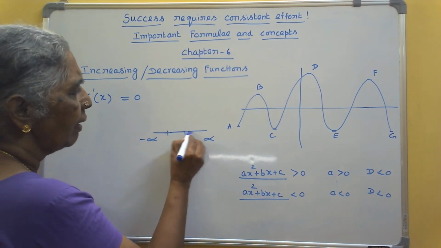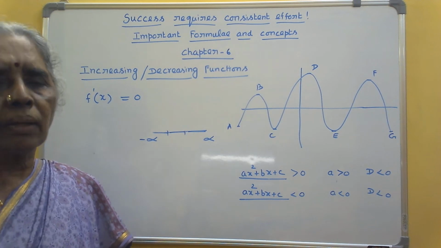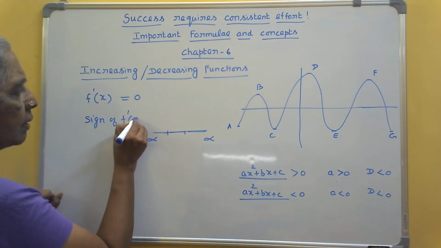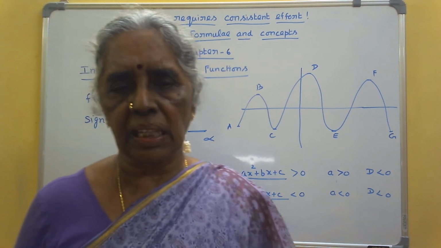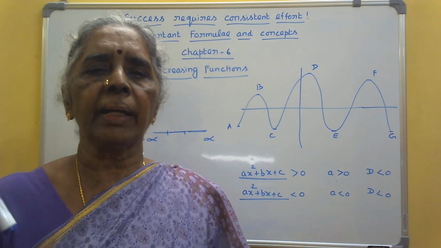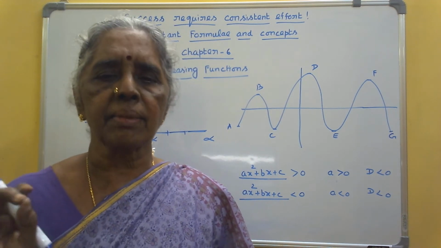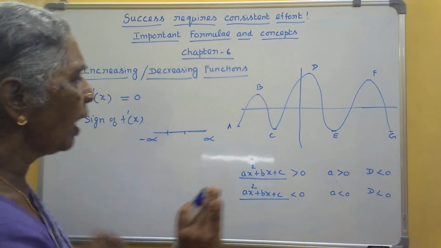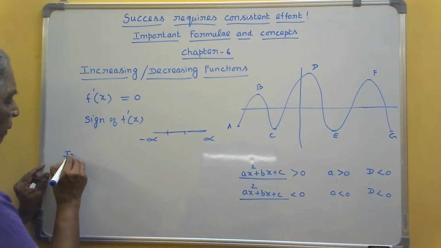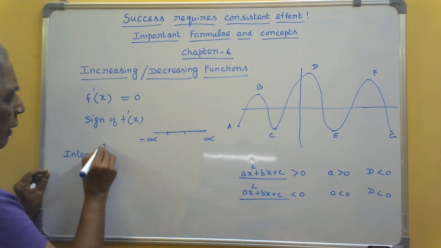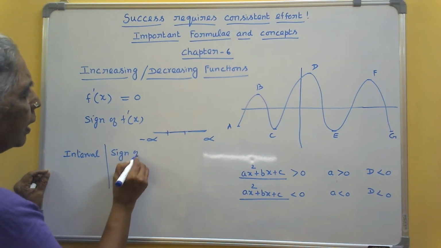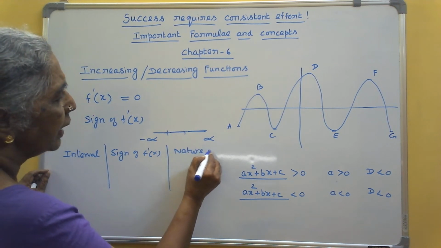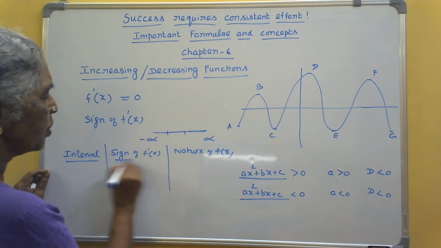Then in each interval, you have to take some point and find out the sign of f dash of x, right? You need not calculate the f dash of x. Keep it in the factorized form and find the sign of f dash of x, whether positive or negative. Then you have a tabular column, that is interval you have to write. Okay. Then sign of f dash of x, then nature of f of x.